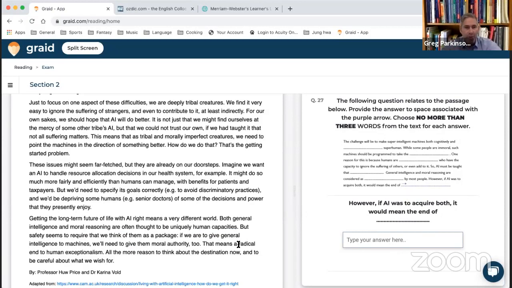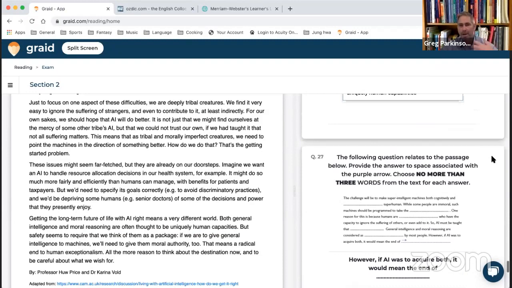That means a radical end, right? So this one's obviously popping out, end of, end to. So we're not going to include to, but here is our answer: human exceptionalism, right? Tell me if I spell anything wrong. I probably could cut and paste, but I think I'm trying to make it as similar to the test experience.